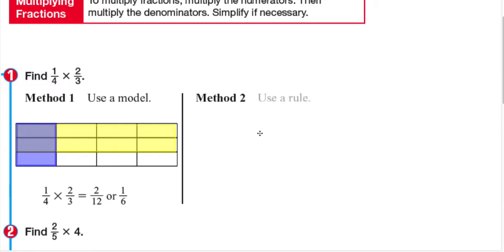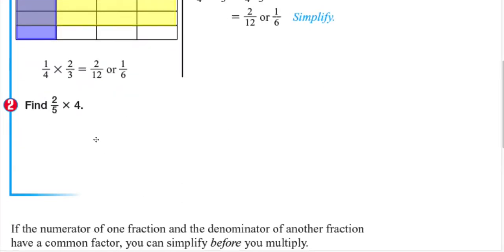Method 2 is using the rule. So we simply multiply the numerators and the denominators. We end up with 2 over 12, or 1 over 6. Let's take a look at example number 2.